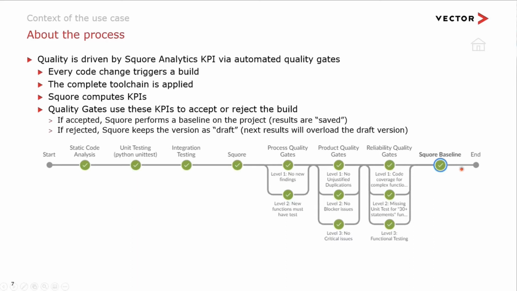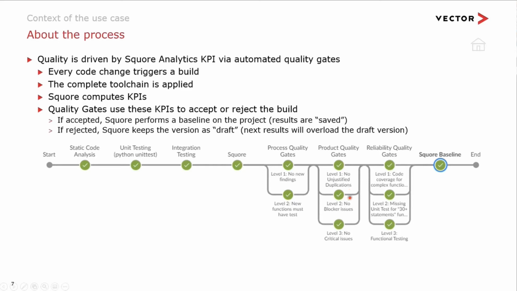The baseline is performed if all gates are passed, and then we can create a report or simply deliver the product to the customer. So just one question here, who would be interested by this continuous quality gates? We can see that we have some gates that could be related to the code issues, like no new findings or no duplications. So clearly this gate will target the developer use case.